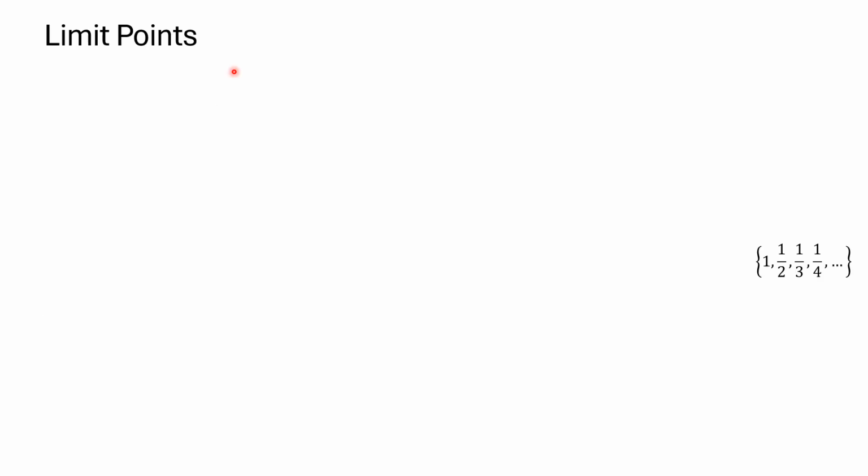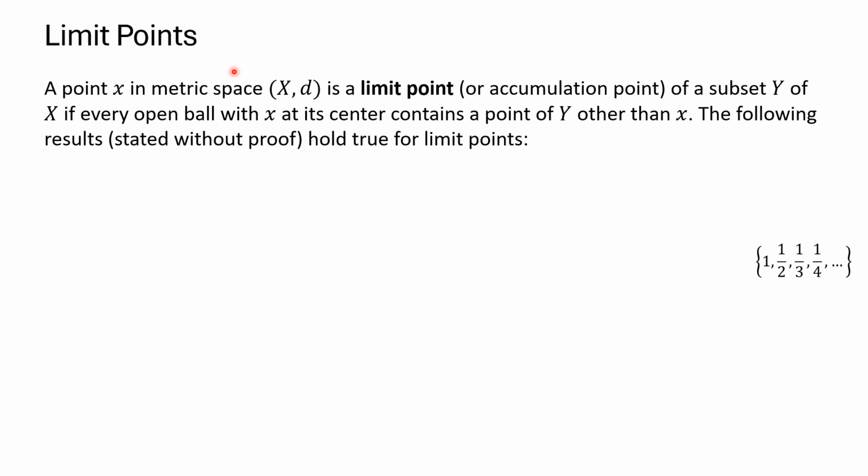We have another term here, something called a limit point. It's sort of like an adherent point, but not exactly, and I'll give you an example in a minute. Let me define it first. A point x in a metric space X with metric d is a limit point, or sometimes called an accumulation point, of a subset Y of X if every open ball with x as its center contains a point of Y other than x.